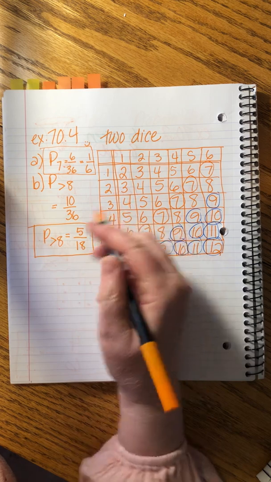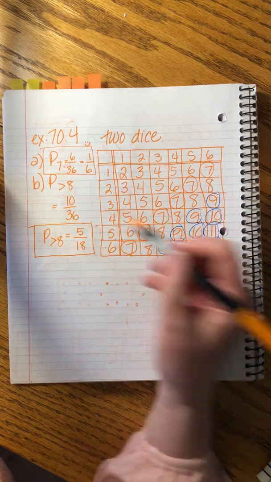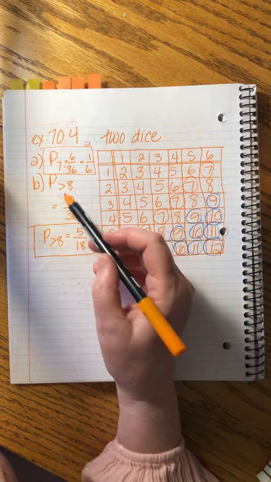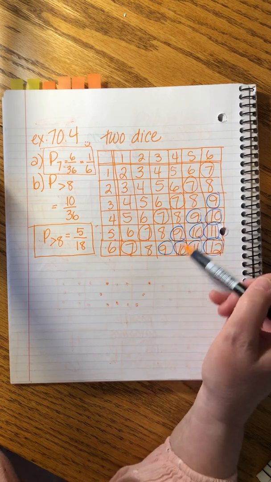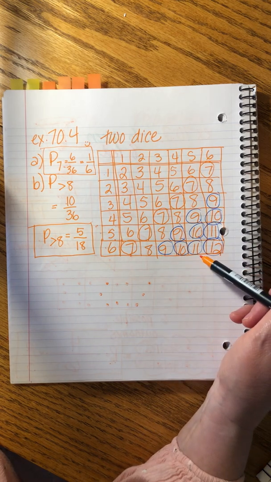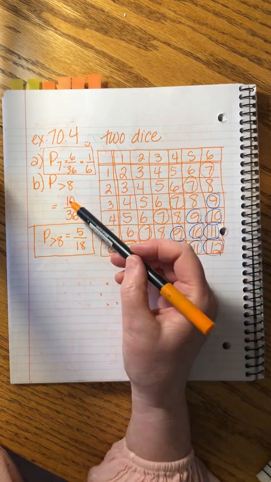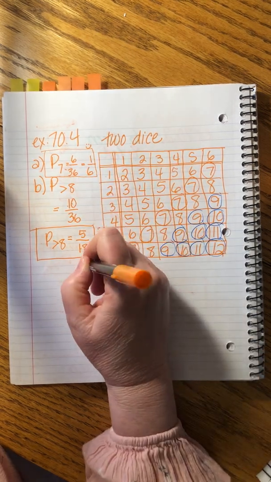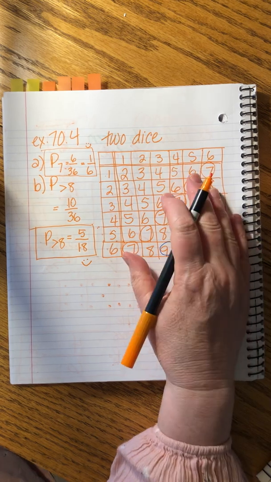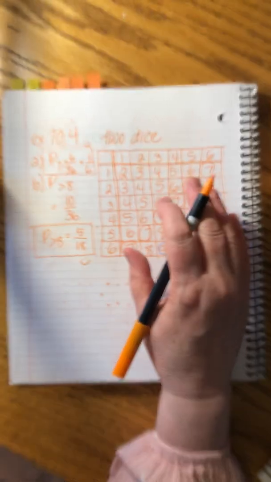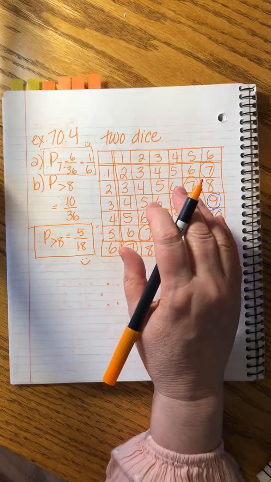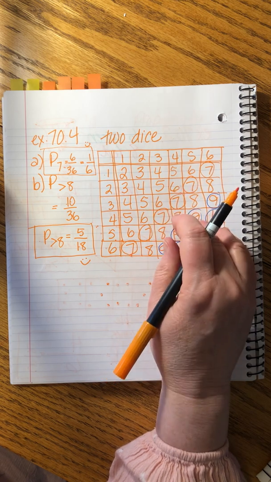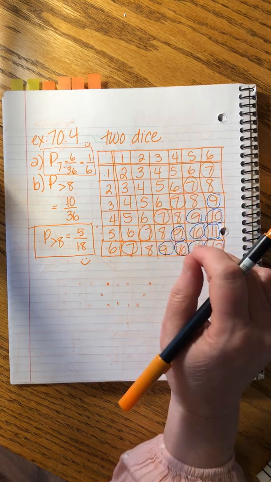Right? 10 scores are desired, right? Because we want it to be greater than 8. 36 are possible. That's how I got this, and then I just reduced it here. These are both correct. All right? This little chart may seem like too much trouble, but once you write this chart down, finding the answers are really easy.